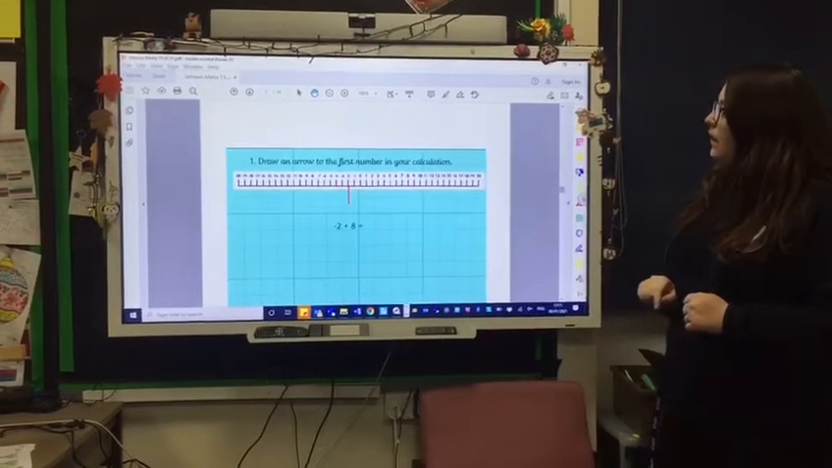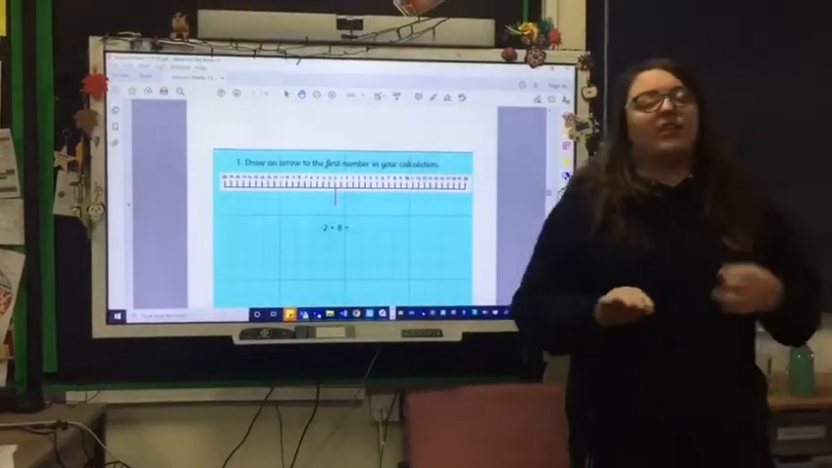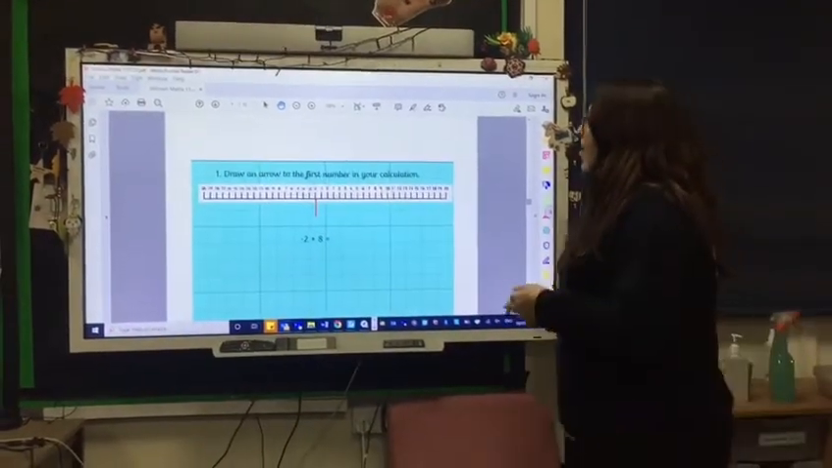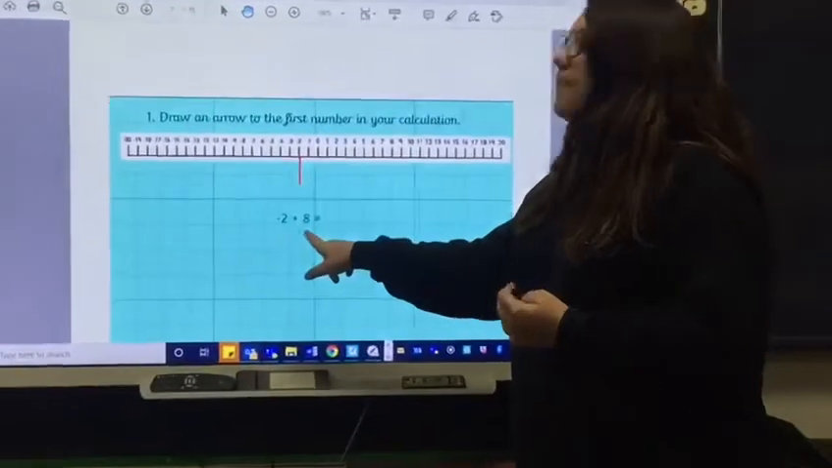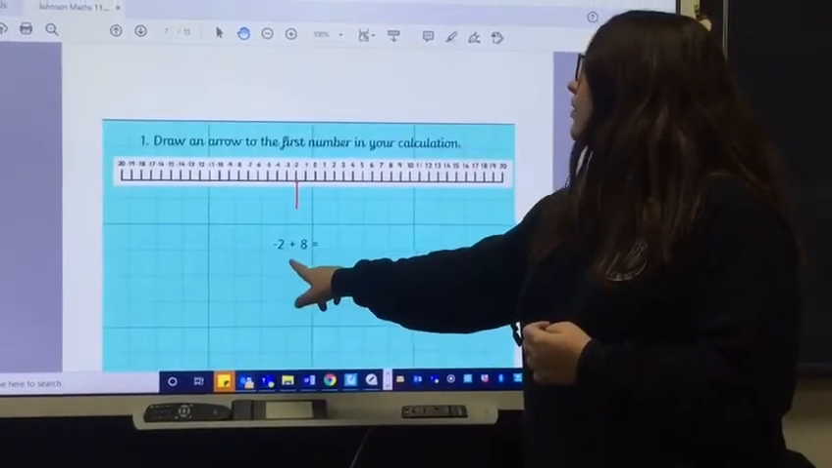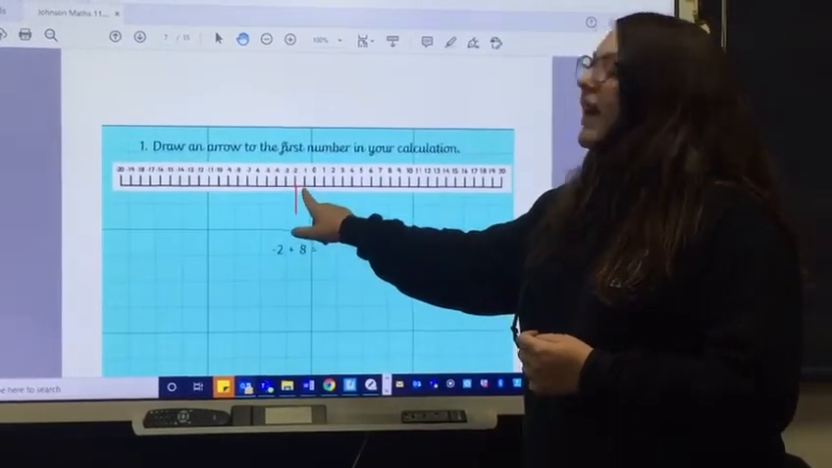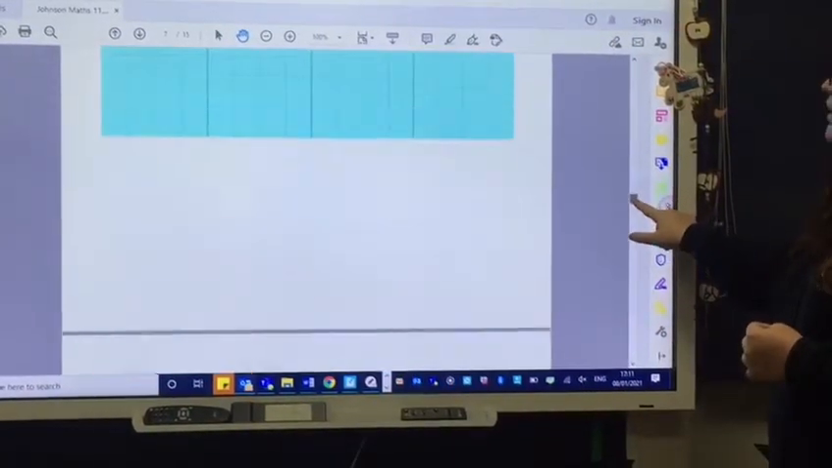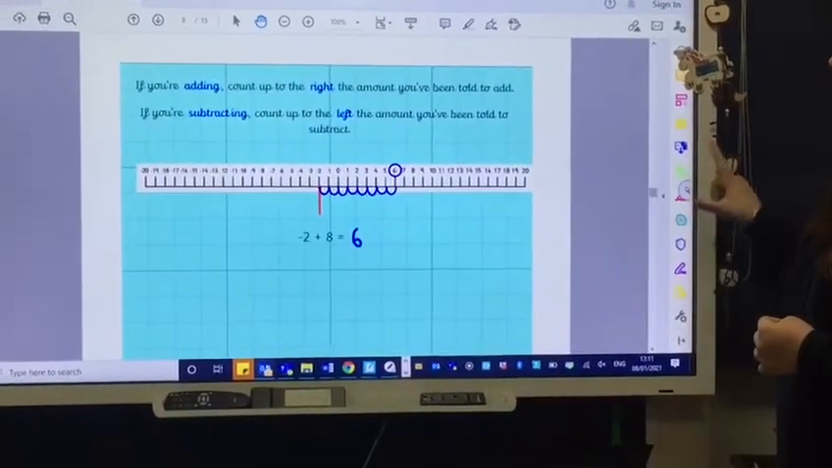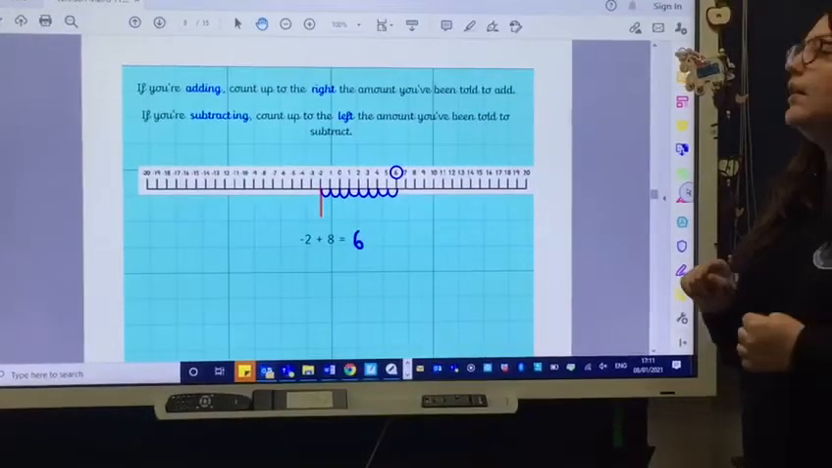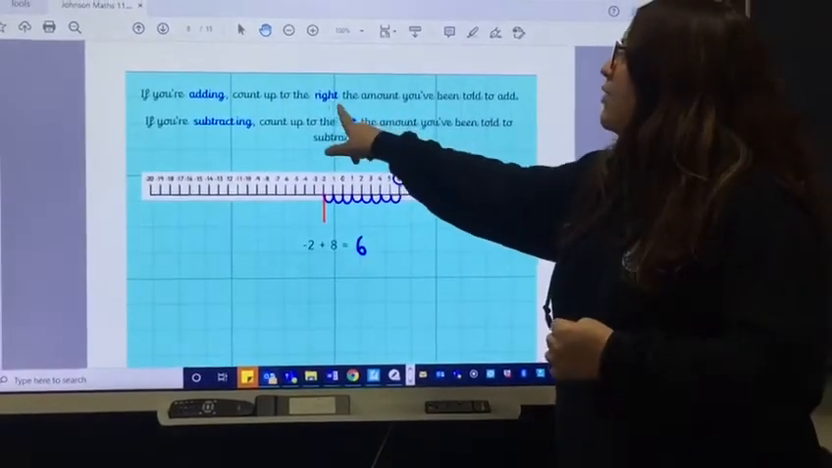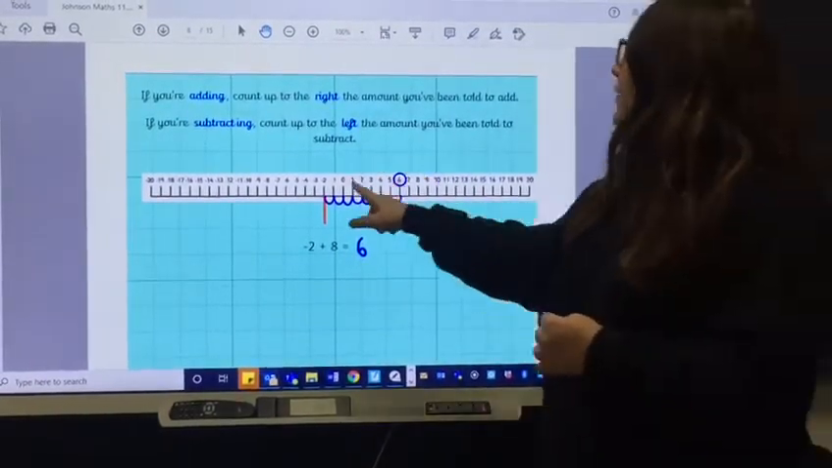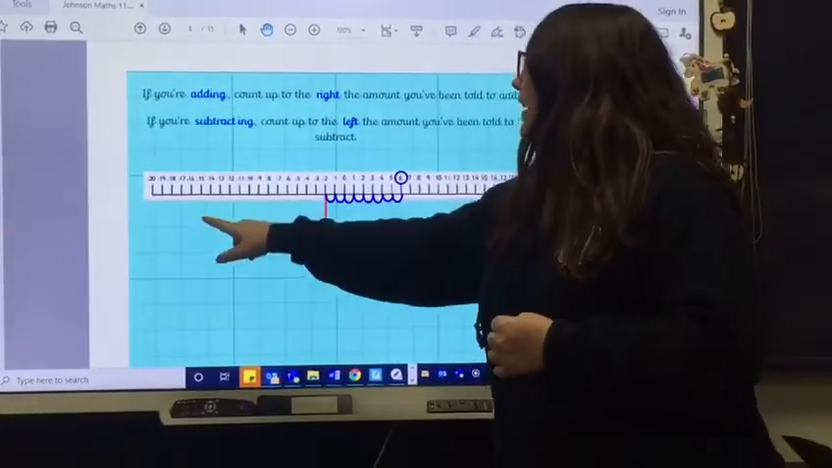Okay, when you're doing adding or taking away with negative numbers, the first thing you need to do is draw an arrow to the number that you're starting with. So for -2, add 8, you'll draw an arrow to -2. Then what you need to do depends on what you've been asked to do. If you're adding, you count up to the right, and if you're subtracting, you count down to the left.